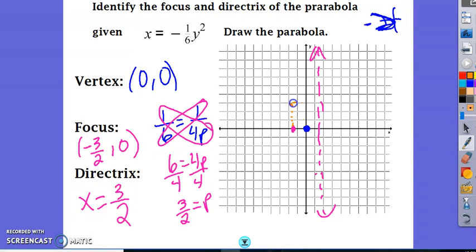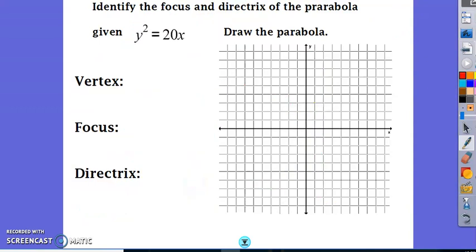so I need to go a distance of 3 here, so that this distance is congruent to this distance, and this distance is congruent to this distance. That gives me a parabola with a vertex at 0, 0. That will look roughly like that. This one, again, was already in standard form.